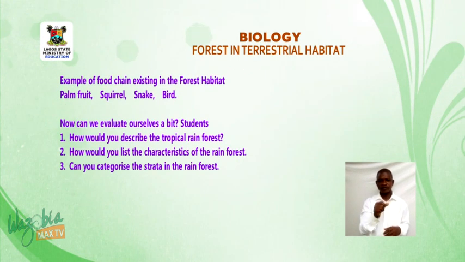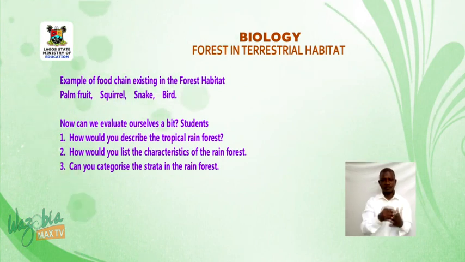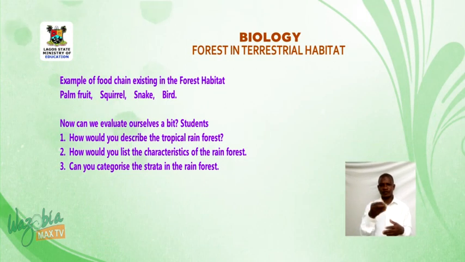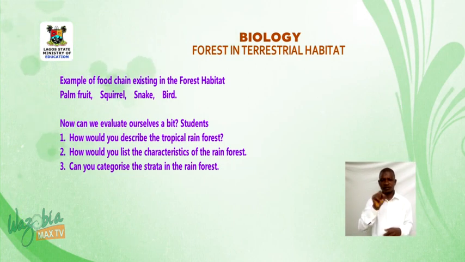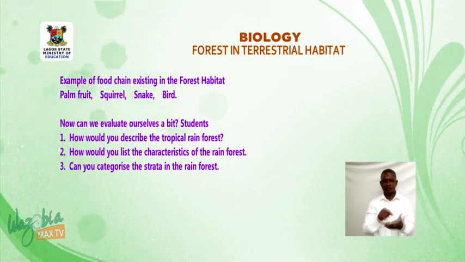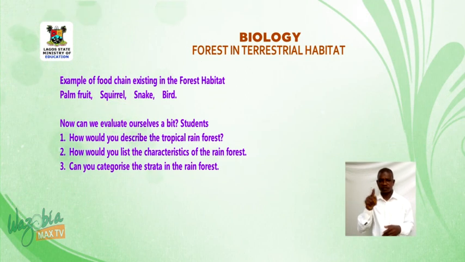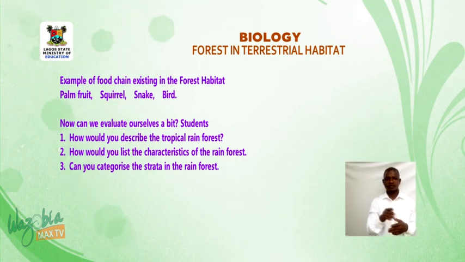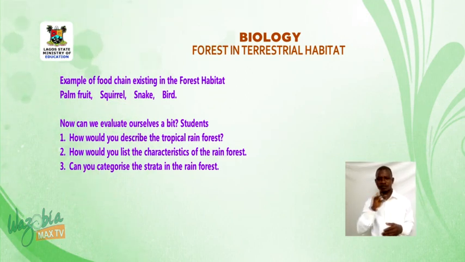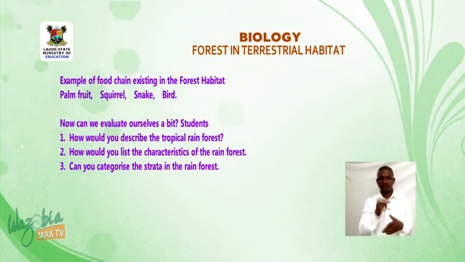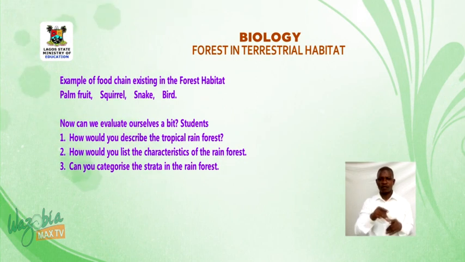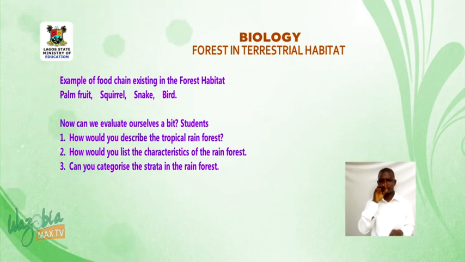Example of a food chain existing in the forest habitat. This is just a simple chart, a simple food chain existing in the forest. Palm fronds, squirrel, snake, bird. If the snake dies and the bird feeds on it, snake feeds on squirrel, then squirrel feeds on palm fruits.